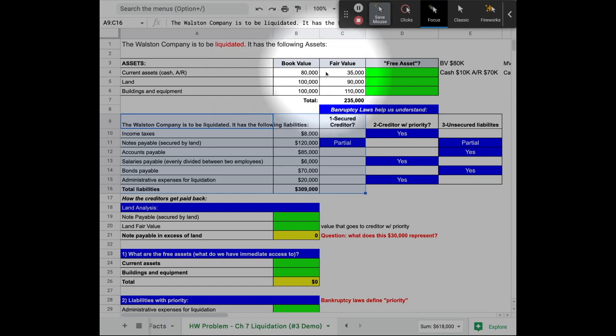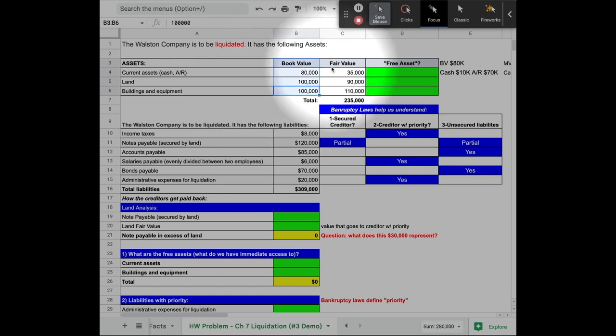And the second thing to note is that for this company, we have assets that have a book value and a fair value. We have to go back in time. Remember your Principles 1 detail around book value versus fair value. The book value is the value of these assets according to your accounting records, okay?